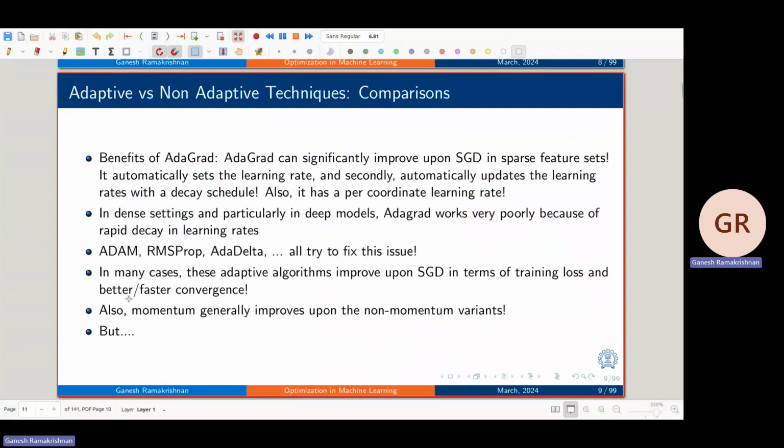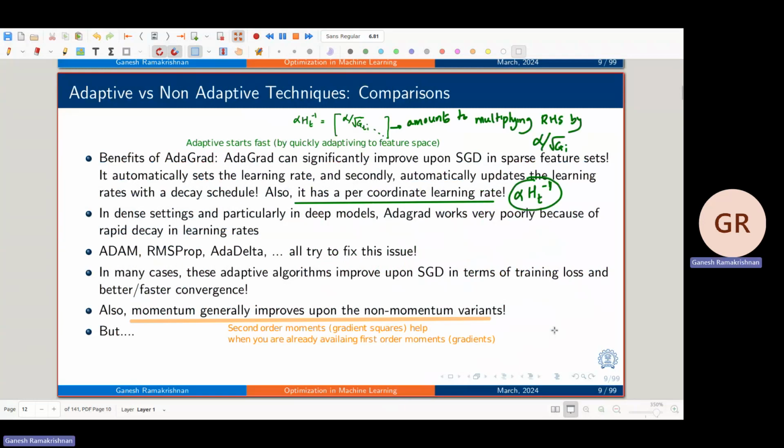And generally, momentum improves upon the non-momentum variants that you saw here. If you were to compare ADAM against AdaGrad, momentum is the difference. I've just put this in different words: second order moments, gradient squares, help when you're already availing the first order moments. That's one aspect. Another important aspect here is that AdaGrad is basically exploiting the quasi-Newton idea through the Hessians, or rather a low rank approximation to the Hessian.